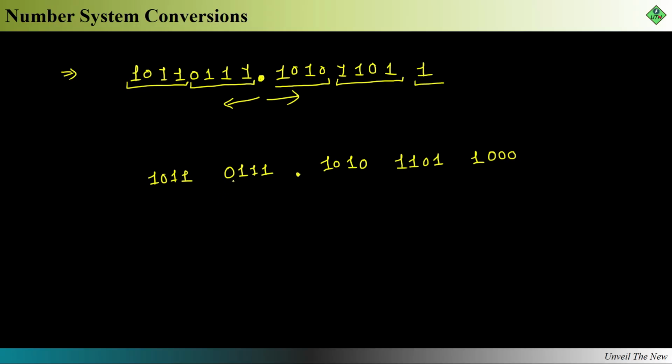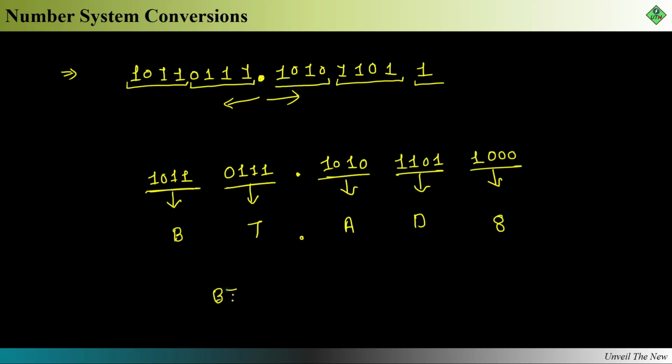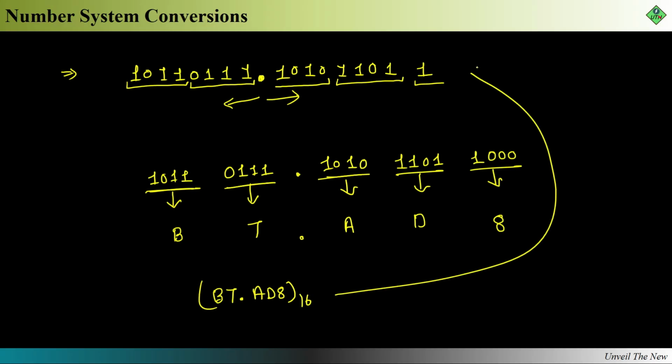Fine. So now if we do the conversion, we need to write down the decimal equivalent of this binary. So 0111 means 7, 1011 means 11, and 11 means B in hexadecimal. Okay, 1010 means 10, and 10 is represented by A. 1101. Okay, 8 plus 4 is 12, 12 plus 1 is 13, 13 is represented by D. 1000 is 8. Okay, so this is your hexadecimal number, B7.AD8. This is the hexadecimal of this binary number.